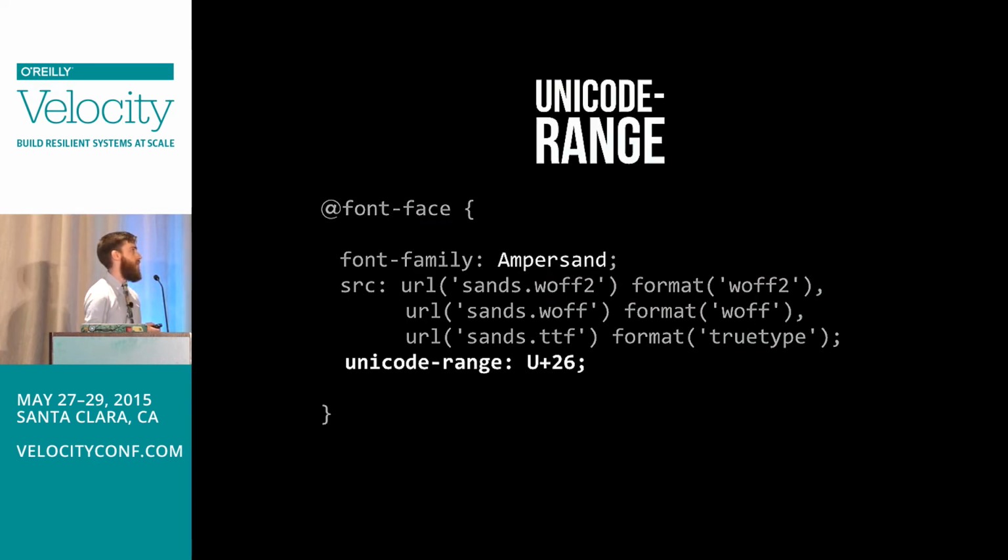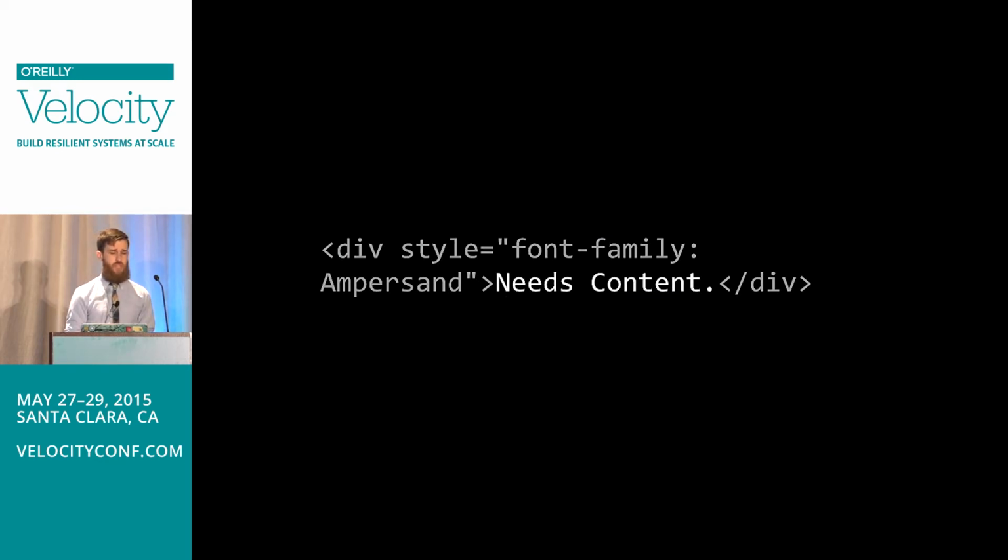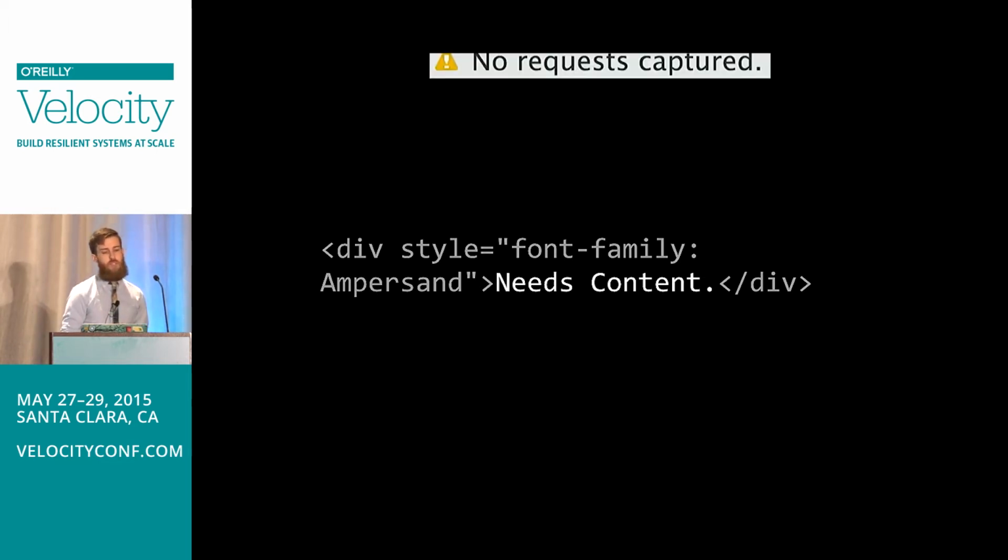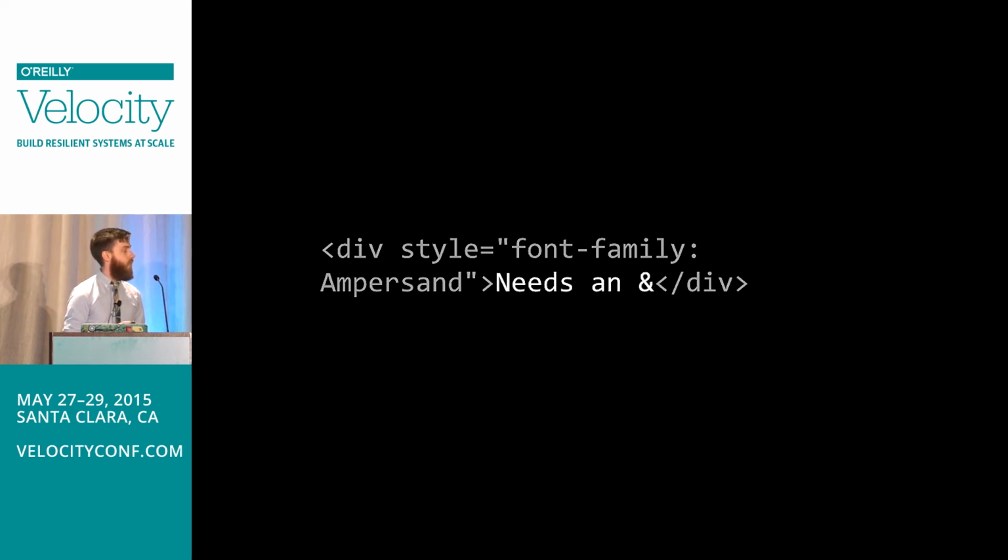So here's an example of unicode-range. Say I wanted to use a completely different font just for ampersands in my content. This is kind of a contrived example, but we'd put unicode-range 26, which represents the code point for ampersand. And we'd have a separate font file for that. So in WebKit and Blink, when we have an element on our page that uses our ampersand font family, this will not actually download the web font. No request captured. You need an ampersand in the content itself to make the web font download.